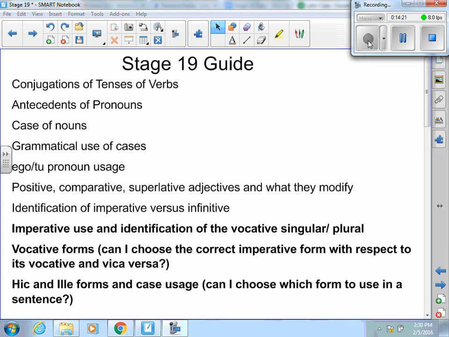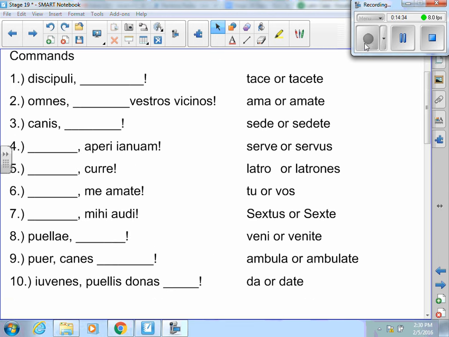Most of them are hic. The big section on here is, do I know what form of hic to use? Let's start off by choosing the correct imperative to go with its vocative, or the correct vocative to go with the imperative. This is from our practice quiz. The scipulae is plural. I want to choose the plural imperative to go with the scipulae. That would be tacite. You do the rest and see if you can do a good job with these.